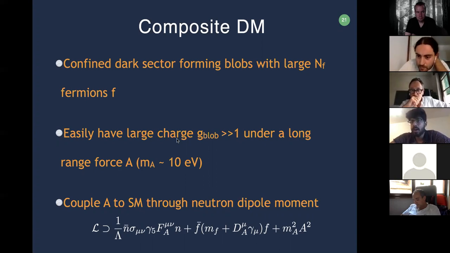I'll take a long range force under which this is charged, with m_A of 10 eV. So this is just a Yukawa force. It could either be a U(1) or a scalar. I'll differentiate between these two in a while, but for now they are equivalent. I'll just take a vector for concreteness, and I'll couple that A to the standard model. After all, I want to talk to the neutron through a neutron dipole moment, the neutron electric dipole moment to be specific, with this operator. This is my model.